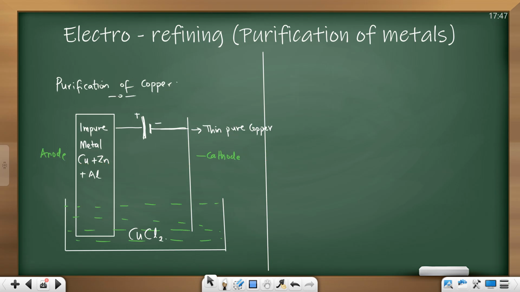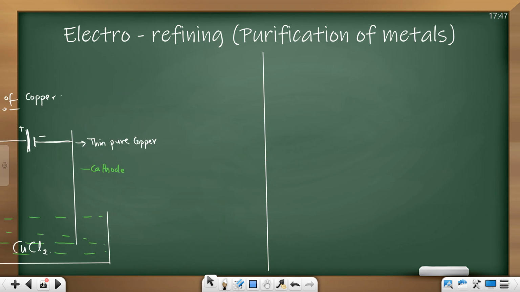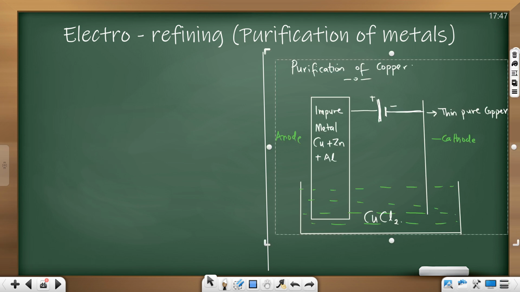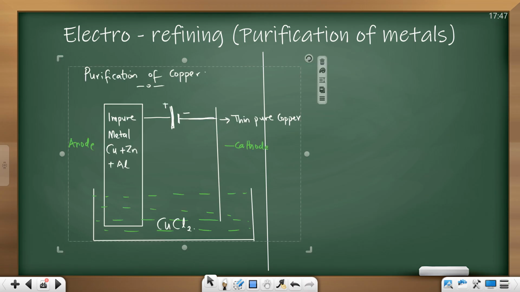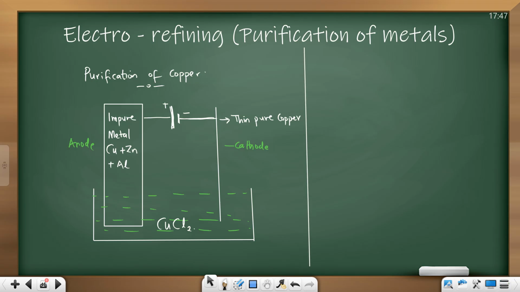Okay, what's our first step? Do you remember the first step? Do we remember our first step? The breaking down of the what? Electrolyte. What's our electrolyte? Copper chloride. Okay, so copper chloride breaks down into what? Cu2+ and what? Cl-.